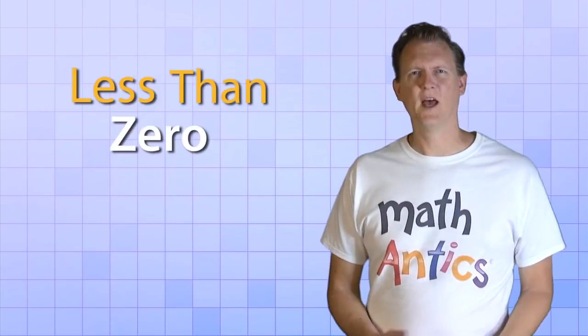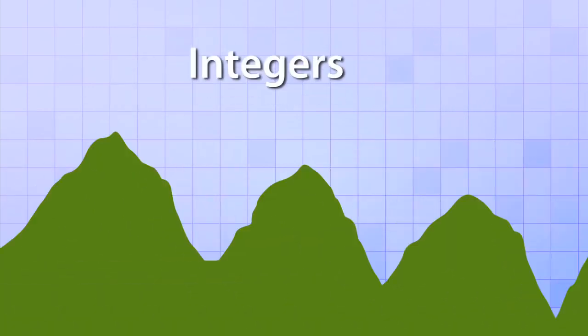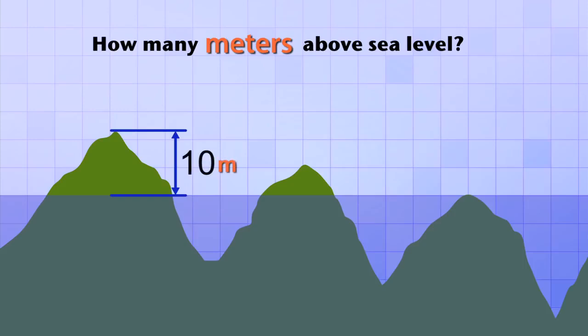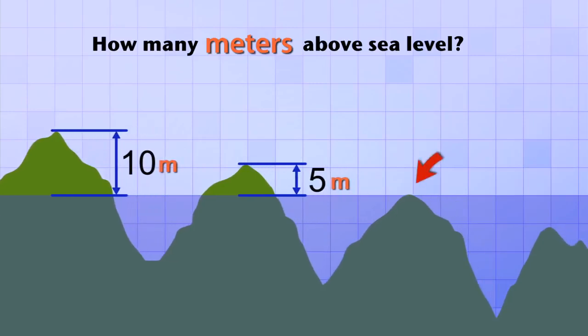That's a good question. At first, it can be hard to see how there could be numbers that are less than 0. But here's an example that will help you understand. Let's say we want to use integers to measure how many meters above sea level small islands are. This island is 10 meters above sea level. This island is only 5 meters above sea level. And this island here happens to be exactly the same height as sea level, so we can use the integer 0 to show how its height compares to sea level.